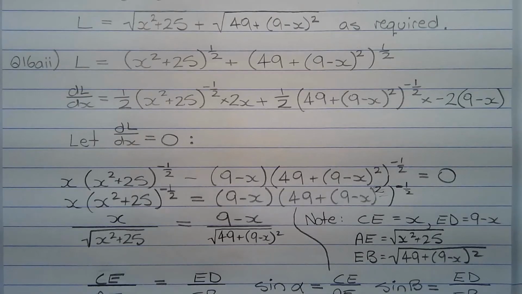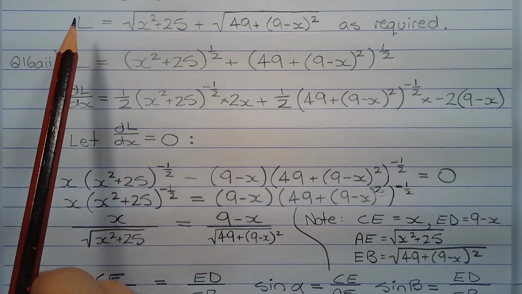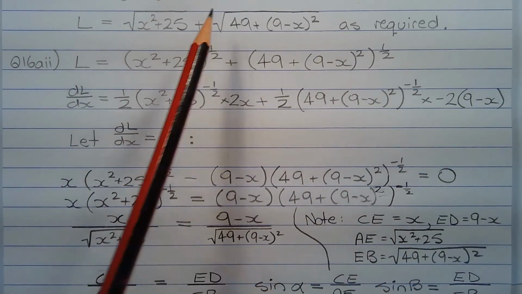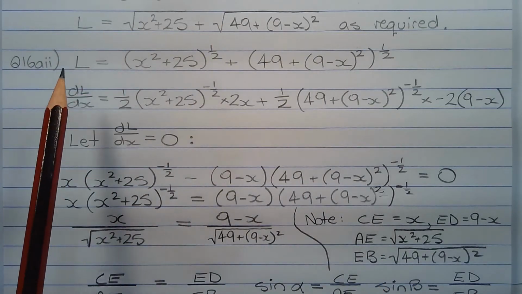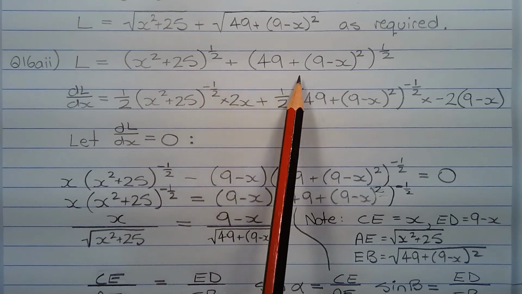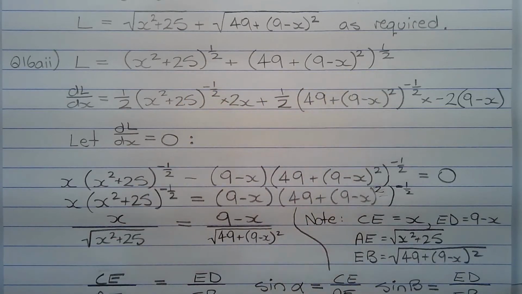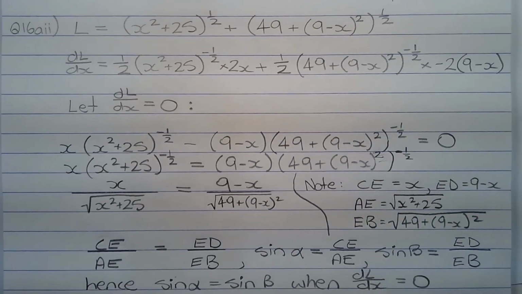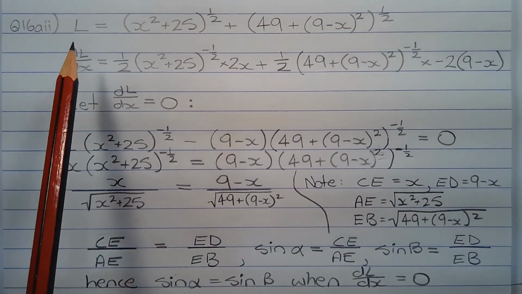Before we differentiate L with respect to x, we need to change the expression for L from surd form into index form. So L equals (x squared plus 25) to the power of half plus (49 plus (9 minus x) squared) to the power of half. Now we can differentiate L with respect to x.